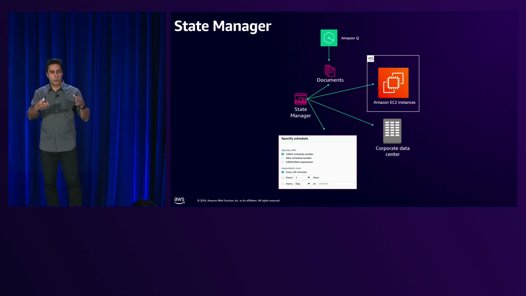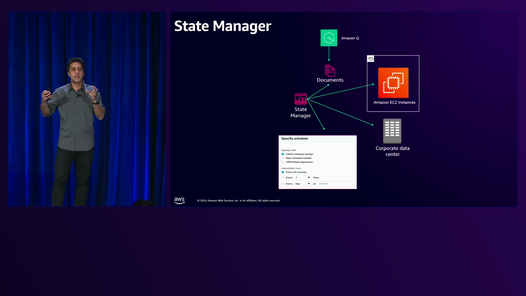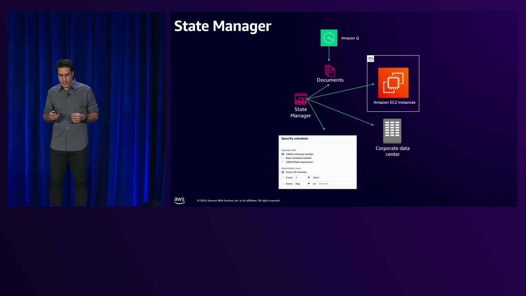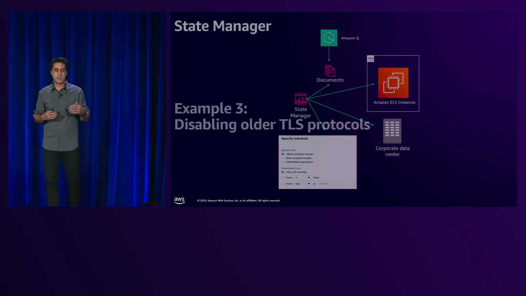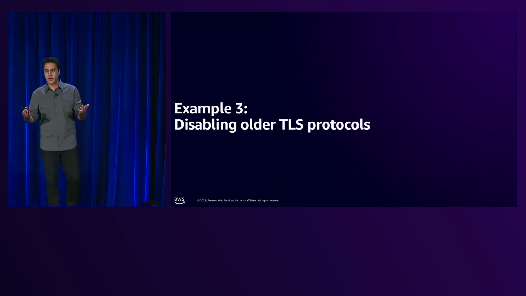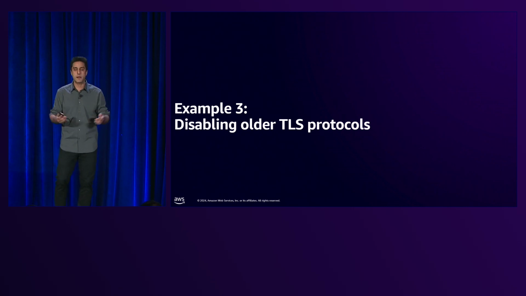Now, in this case, what we are going to show you is how you can use Amazon Q to build these documents and then use Systems Manager to apply those configurations to your systems at scale. So the example that we picked was disabling older TLS protocols for your Microsoft Windows instances. As you know, TLS anything lower than 1.2 is considered insecure, and in the newer operating systems, that's disabled by default, right?